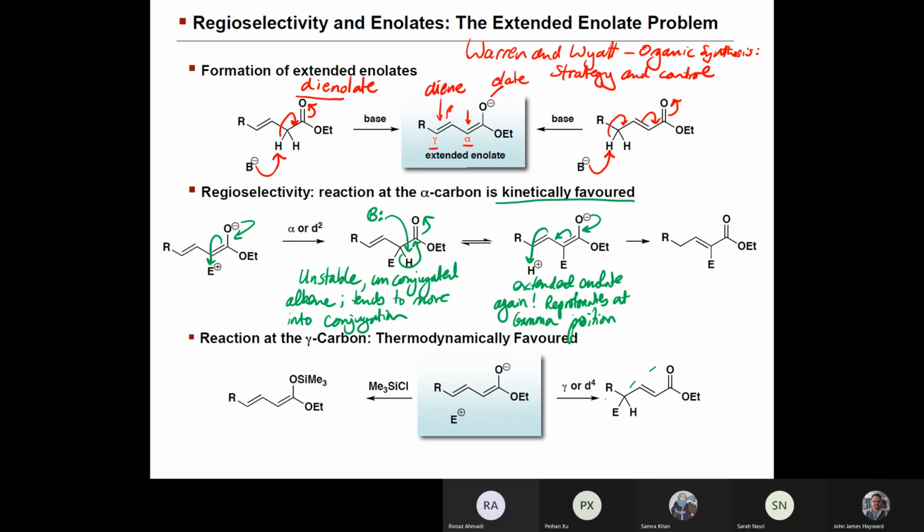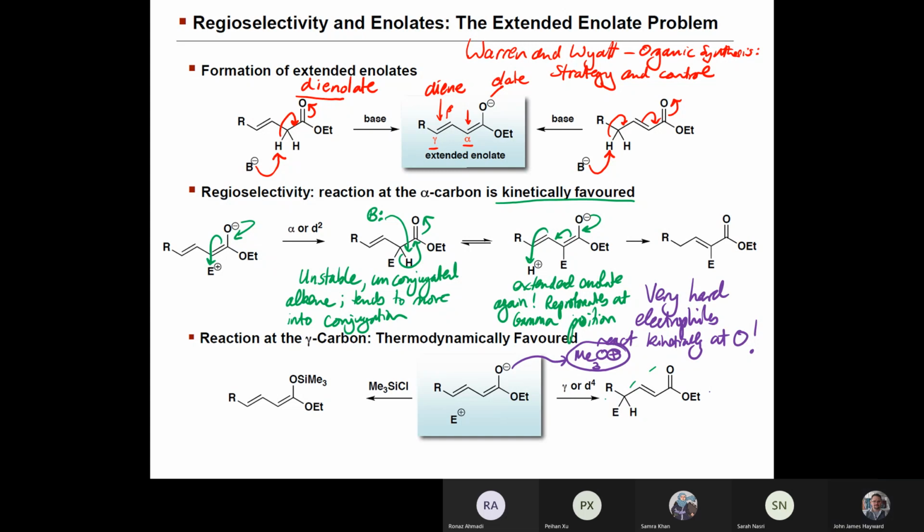Now, the alpha carbon is kinetically favored. The other kinetically favored position is for very hard electrophiles. Okay. Very hard electrophiles react kinetically at oxygen. So an example of a good hard electrophile would be something like trimethyloxonium. Okay, and that reacts on the oxygen.